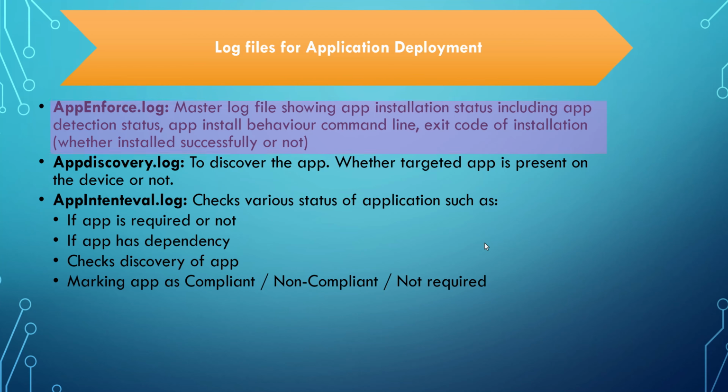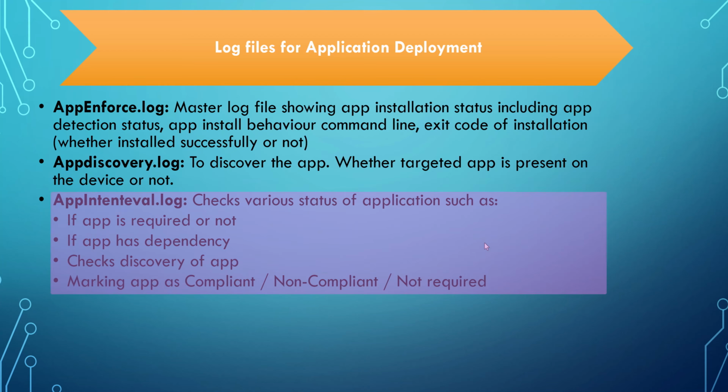Another important log file is AppDiscovery. As the name suggests, it is going to discover the application, whether that application is present on the device or not. But AppDiscovery itself is not such a great log file. The real thing is happening in AppIntentEval.log. It is doing all kinds of checks: whether the app is there or not, if the application has any dependency, if it has any supersedence or not. So every kind of check for that application will be captured in AppIntentEval.